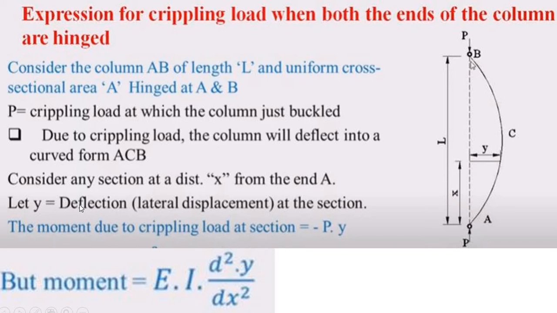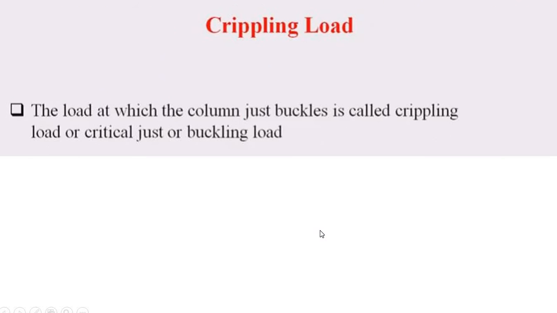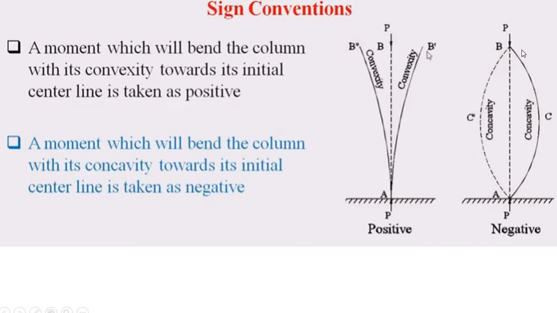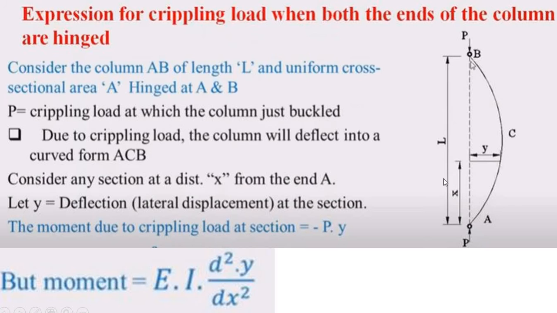So y equal to the deflection or lateral displacement at the section. So the moment due to crippling load at the section equal to P into y, but here you can see a negative sign. As we discussed earlier, here the column is bending like this. That's why we put a negative sign to this equation.